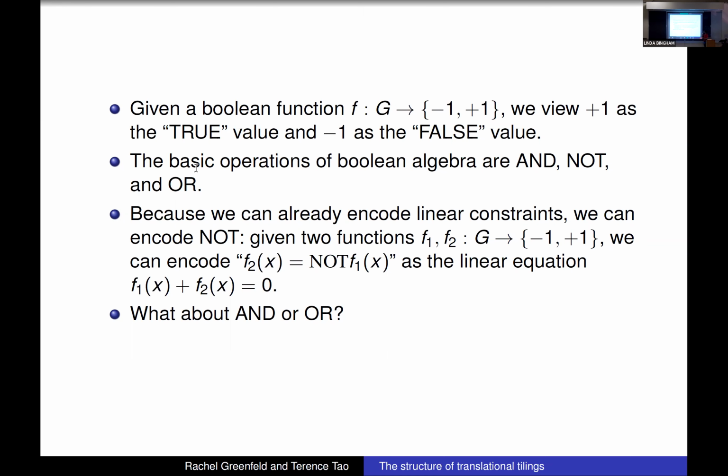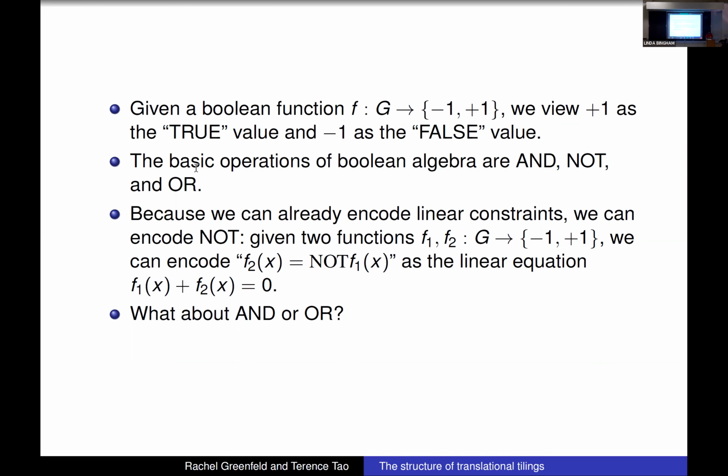Now we know in Boolean algebra that if you can encode the basic operations, the basic gates and, or, not, then you can encode all the other Boolean functions as some finite combination of these basic gates. Because we already can do linear algebra, we can already encode not. F1 is not F2 is just a single linear equation: F1 plus F2 equals 0. So I have the not equation. But not by itself is not enough to generate anything very interesting.